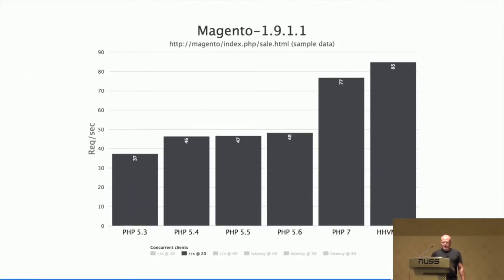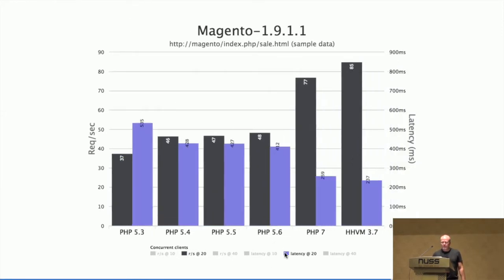Magento is quite a beast. It's hard to speed up Magento, but there's a significant jump from PHP 5.6, 48 to 77. Again, slightly behind HHVM in this particular case. Latency drops from 412 down to 259 milliseconds for Magento.